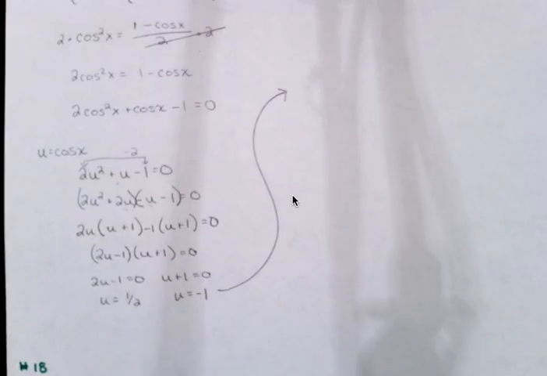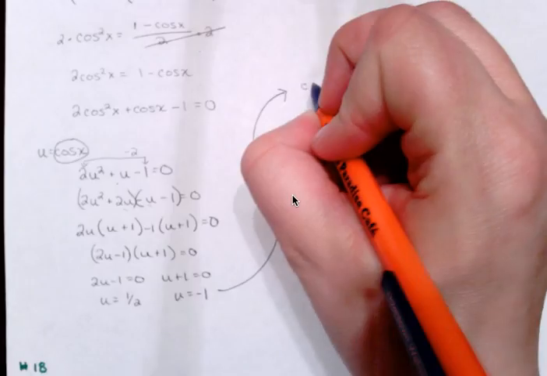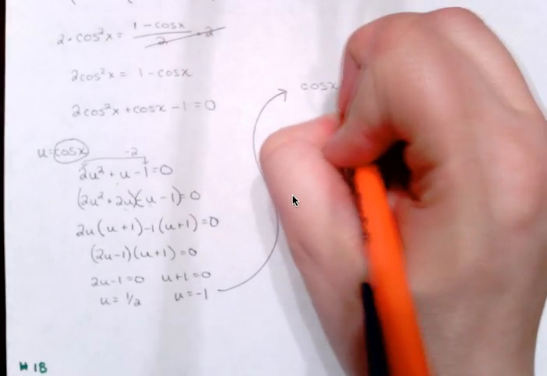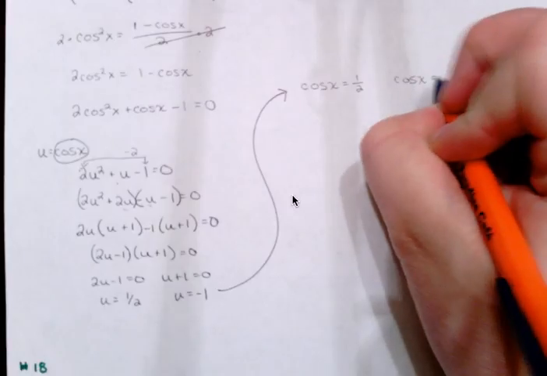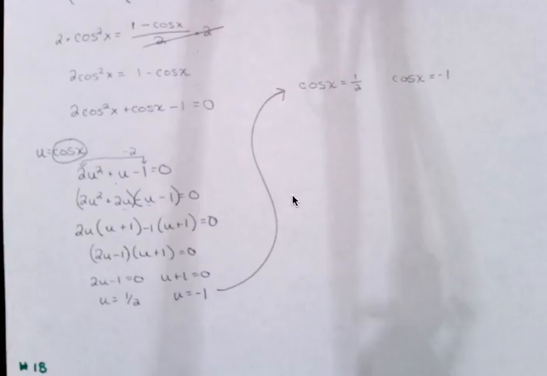Now, this is why I don't like u substitution, because people generally forget I plugged something in for u, so now I've got to take it back in and plug it out. I know that u is equal to cosine of x, so then I'm going to get cosine of x equals 1/2, and cosine of x equals negative 1. Okay?